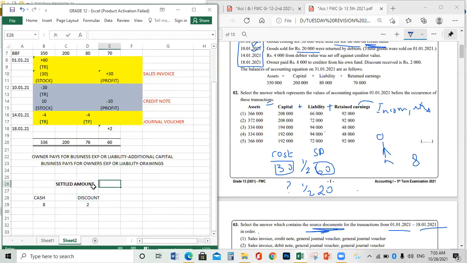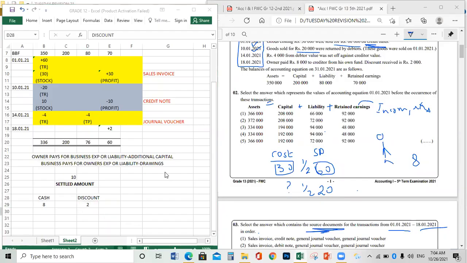Settled amount will be 10,000. So you will go to your trade and record how much, guys? You will record 10,000, not 6,000, not 2,000, not 8,000. It's always 10,000. Settled amount includes cash and discount. Cash plus discount. If cash is 8,000, discount is 2,000, your settled amount is going to be 10,000.